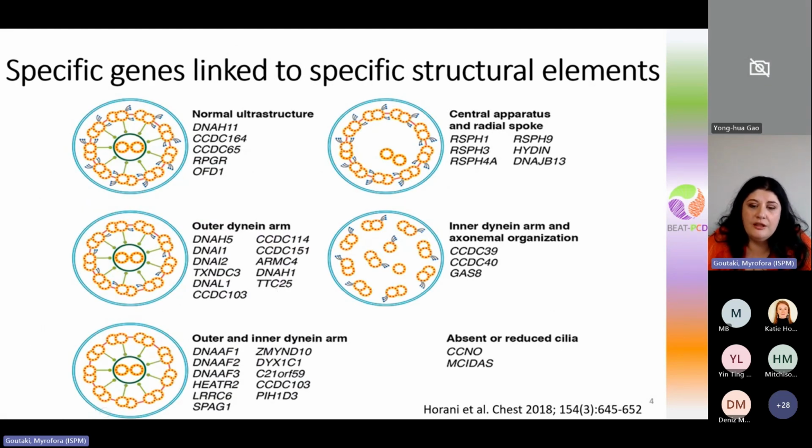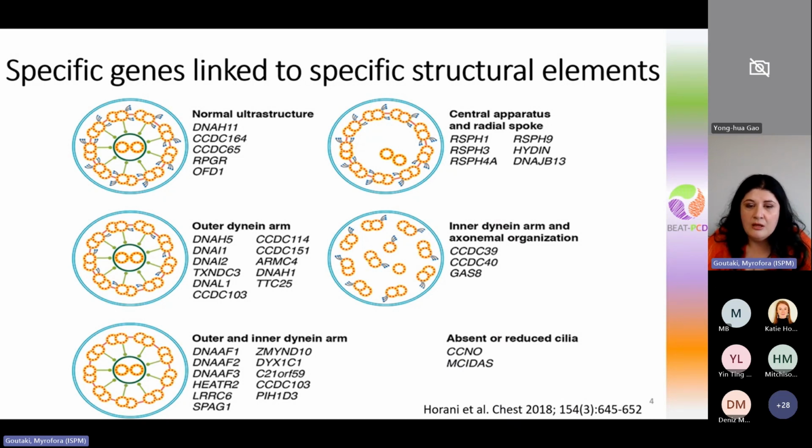We know, and that was shown first before we started discussing clinical phenotype associations, that specific gene groups are linked to specific structural elements and specific ultrastructural defects. This is an overview of groupings. It has already been updated, this is from a few years ago, of different genes where their mutations lead to outer dynein arm or outer and inner dynein arm defects, or defects of the central apparatus and radial spoke, or even to normal ultrastructure via electron microscopy.